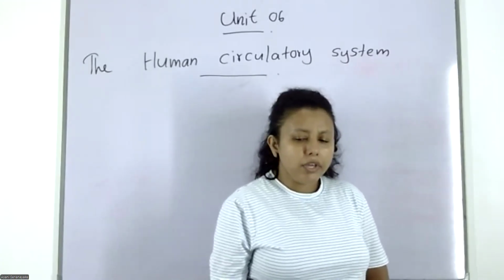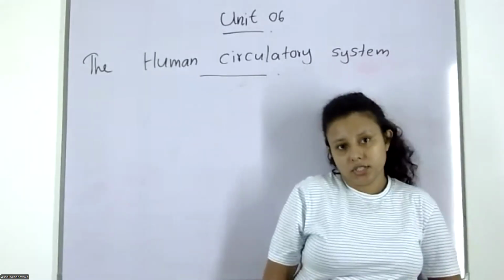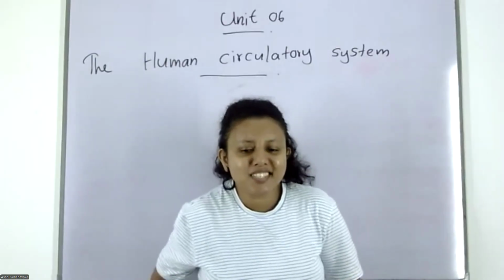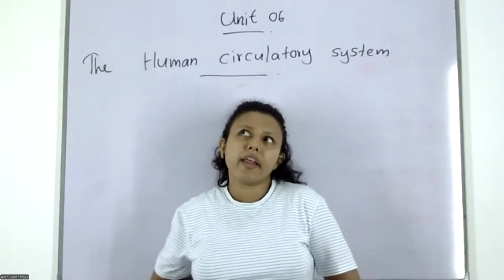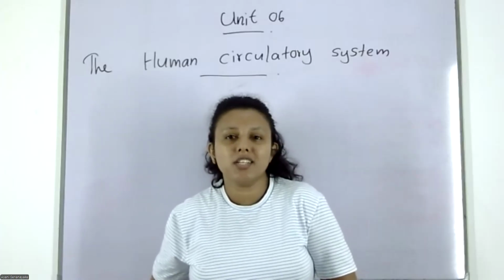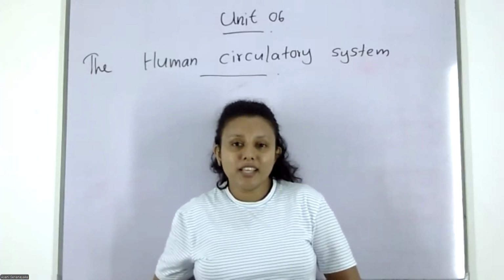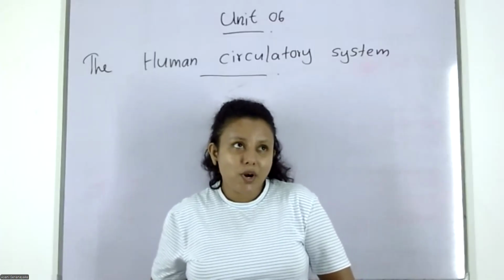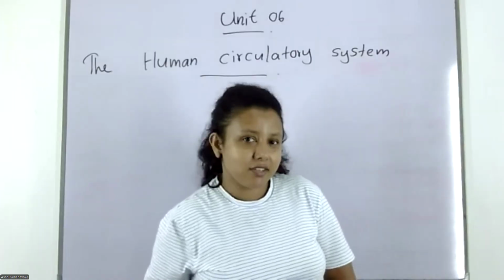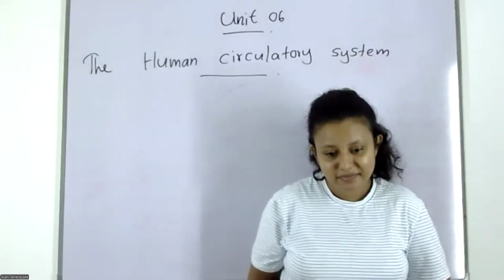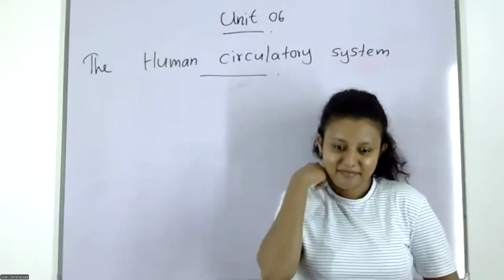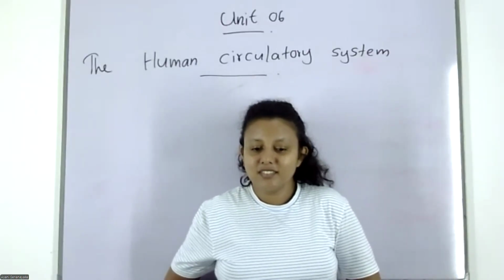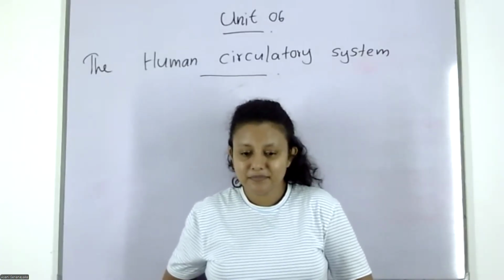So when we come to our human circulatory system, this is a system in our body. The other systems in our body, you have learned from grade 7. You started studying human body systems from grade 7. What are the systems you have learned in grade 7 and grade 8? Yes, grade 7, what did you learn there?